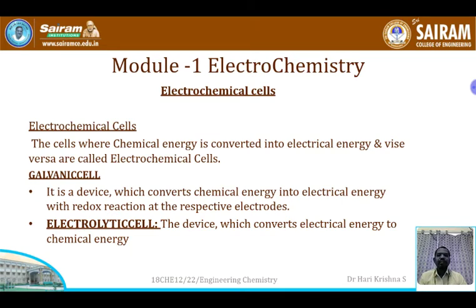So next, electrolytic cells. Here, the device which converts electrical energy into chemical energy is called an electrolytic cell, where by virtue of electrical energy some chemical changes occur. That is, by applying some electrical current, if some chemical changes occur, then such cells are called electrolytic cells. An example is our electrolysis process.